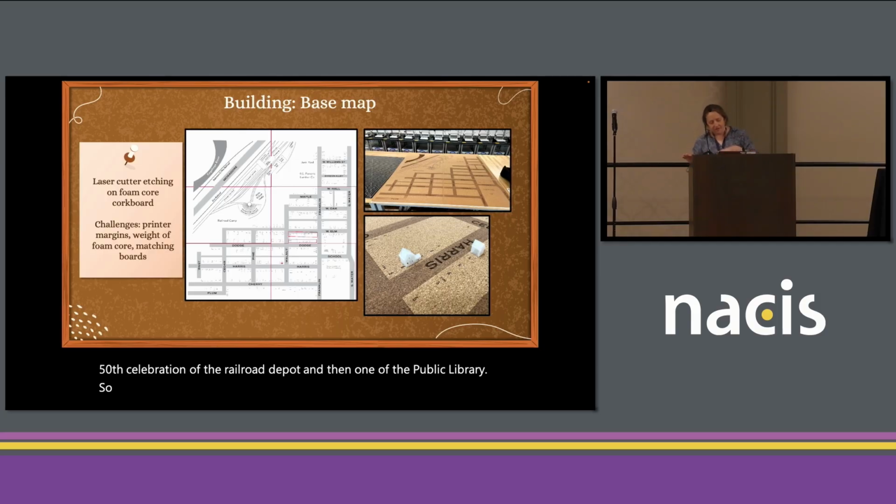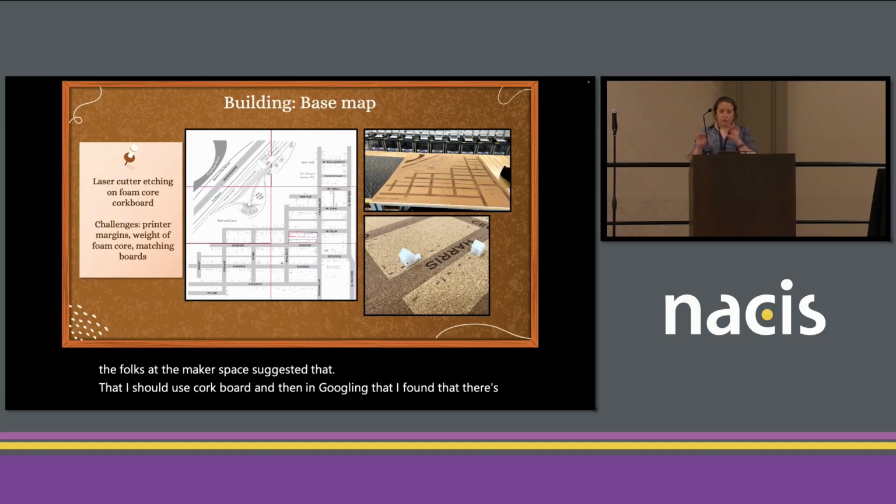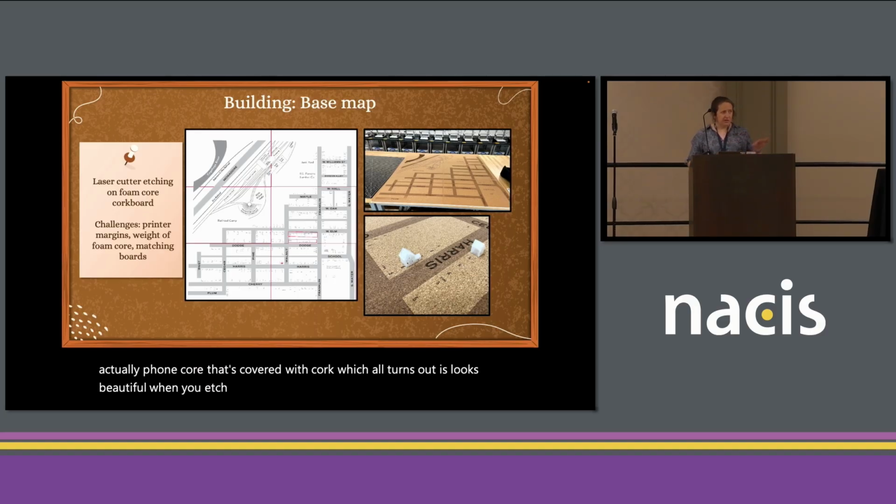So again, concurrently, I was also working on making this base map. One of the folks at the Makerspace suggested that I should use corkboard, and then in Googling that, I found that there's actually foam core that's covered with cork, which turns out looks beautiful when you etch it on the laser cutter. So I went to the Makerspace and was able to etch 6 of these boards that then would go together to make this big map.